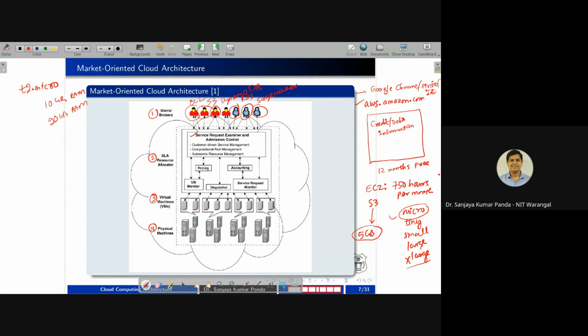Admission Control Unit. The Service Request Examiner will first check your requirement and see whether that requirement can be satisfied by the cloud service provider or not. If it cannot be satisfied by the cloud service provider, it is going to be rejected. Most clouds are able to provide a very large amount of resources, but if you go beyond a particular limit, then nobody can provide it, right? The Service Request Examiner is taking care of that.